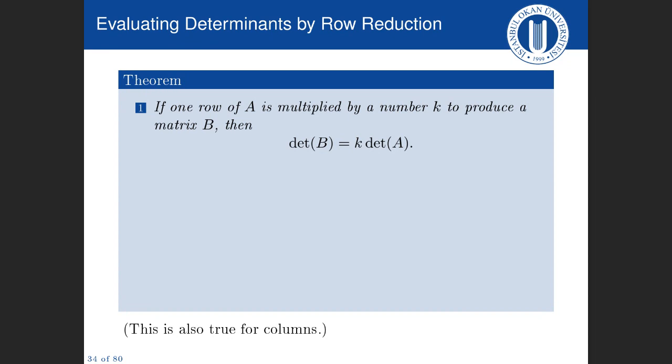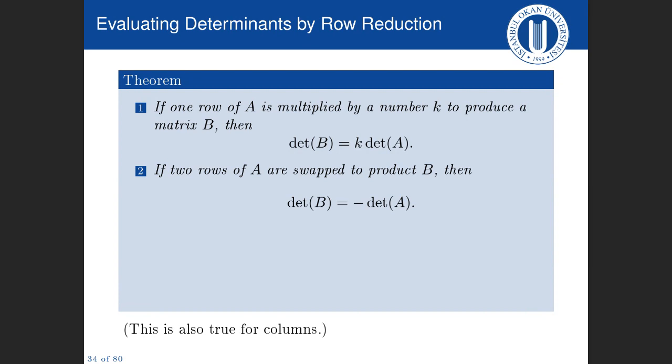Let's suppose we start with a matrix we call A, and we're going to multiply one row by a number k to get a new matrix which we're going to call B. Then the determinant of B is equal to k multiplied by the determinant of A. Rule number 2, if we swap 2 rows of A to produce a new matrix B, and there's a typo here, this should be produce, then we multiply the determinant by -1.